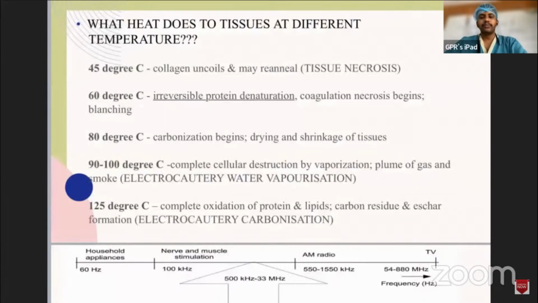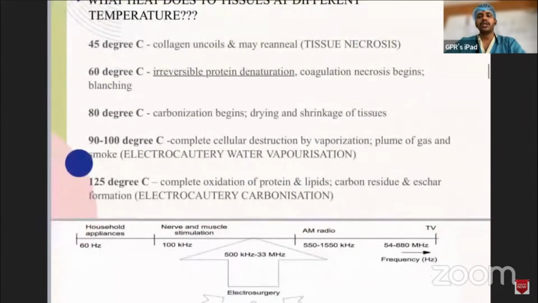And when the tissue has been burnt or cauterized over 125 degrees centigrade, this causes complete oxidation of the proteins and lipids and carbon residue, and complete eschar formation will happen. Furthermore, any usage of the electrocautery unit over that particular site will make sure the energy is not transmitted, because it forms a seal-off layer between the normal tissue and the exposed tissue.